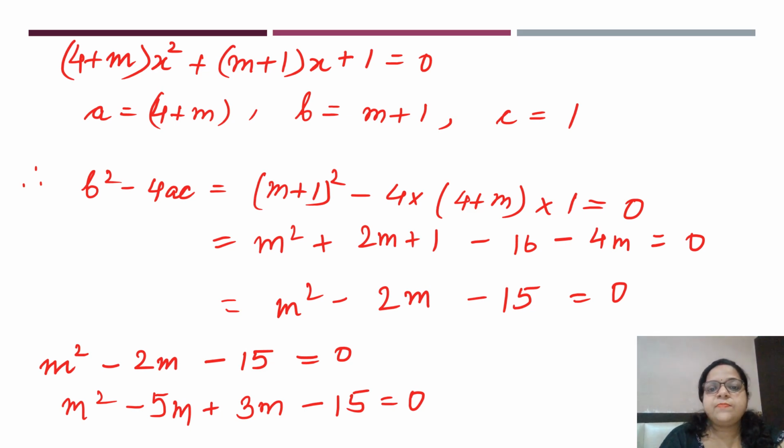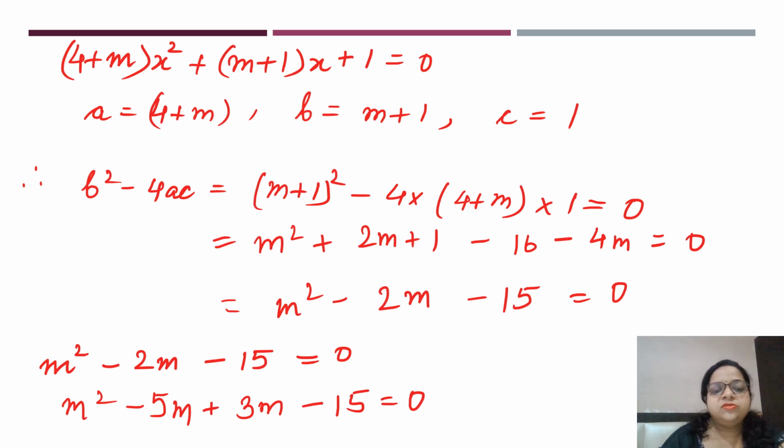Therefore, m² + 2m + 1 − 16 − 4m = 0. Therefore, m² − 2m − 15 = 0, that is, m² − 5m + 3m − 15 = 0. We solve the left hand side by the factorization method.